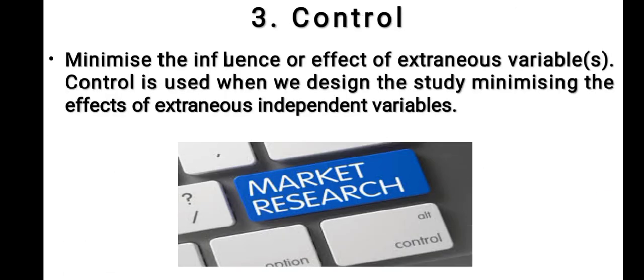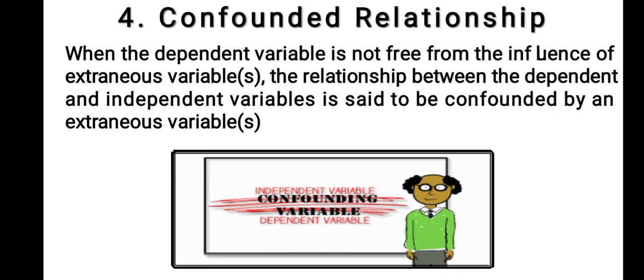The next important concept related to research design is control. Control is used when we design the study, minimizing the effects of extraneous independent variables. Control is used to restrain some experimental conditions. So that is called control. And the next important concept is the confounded relationship.